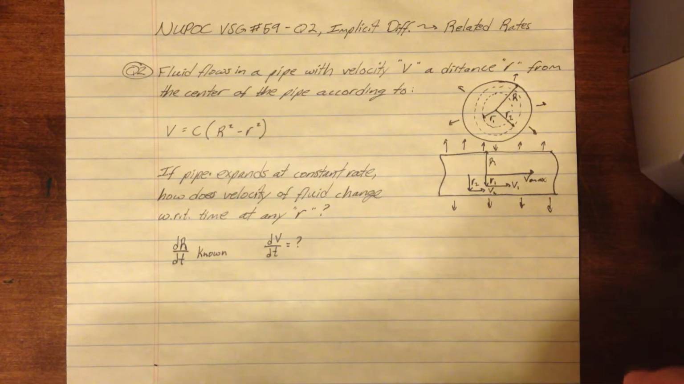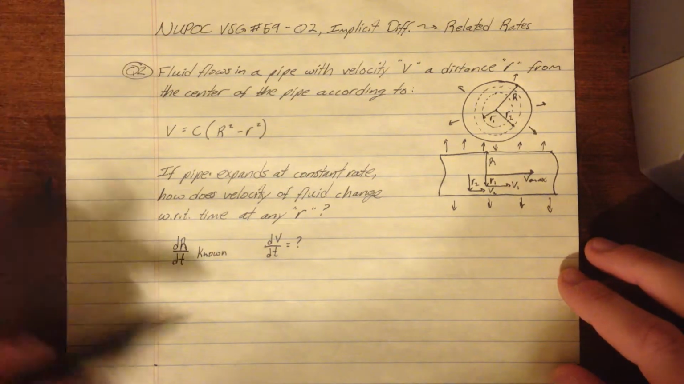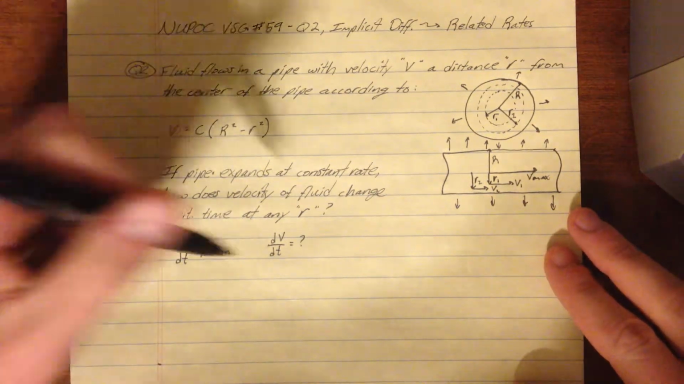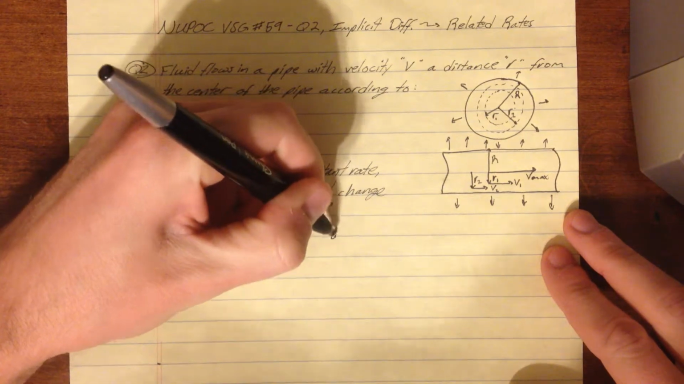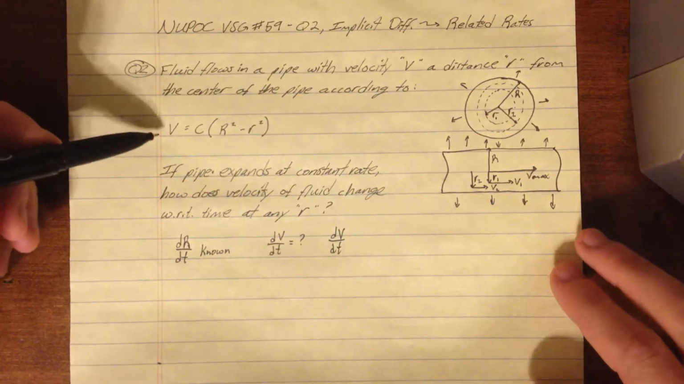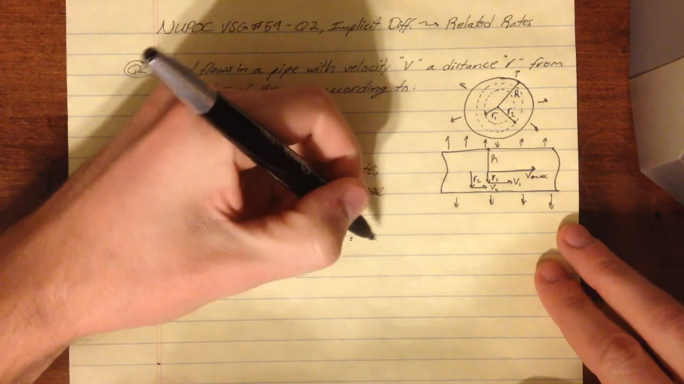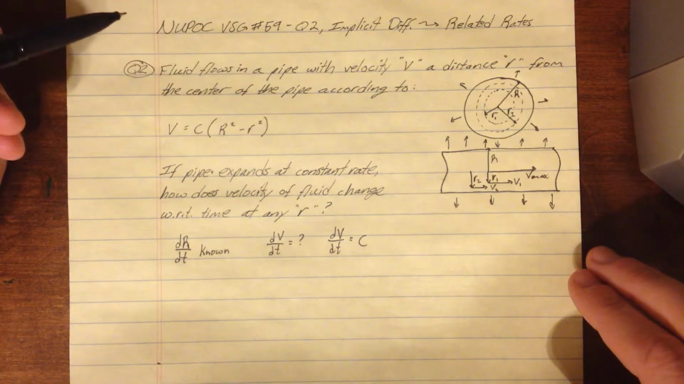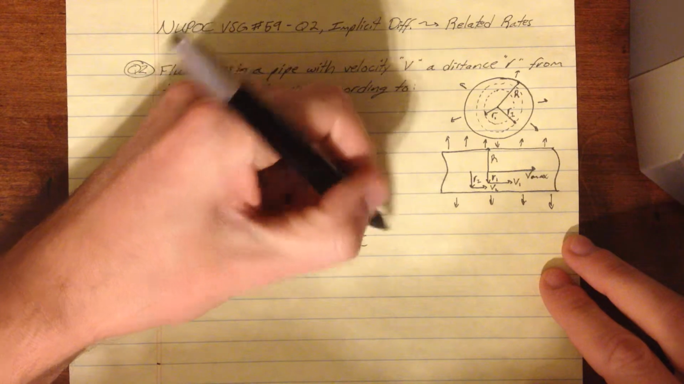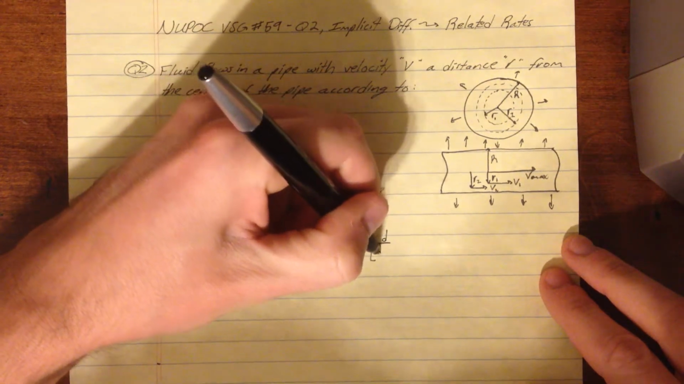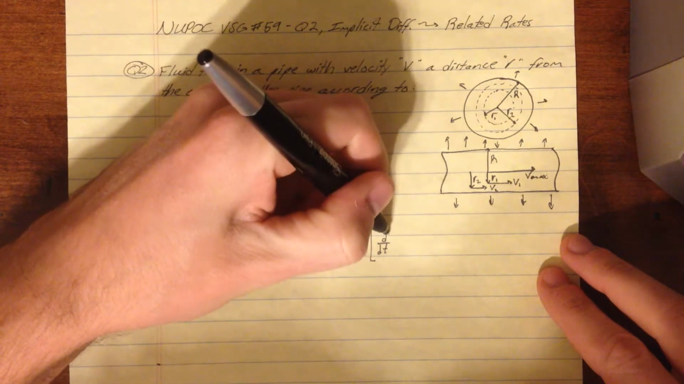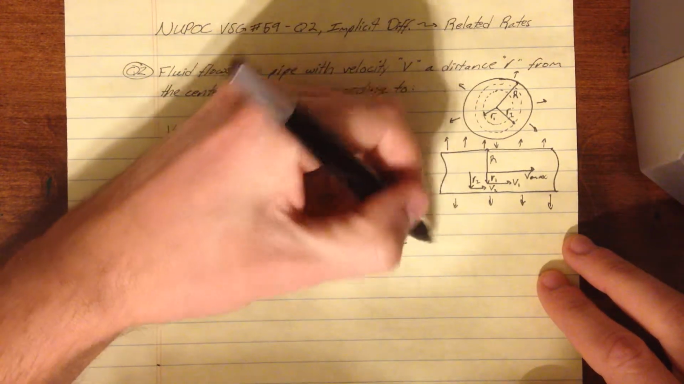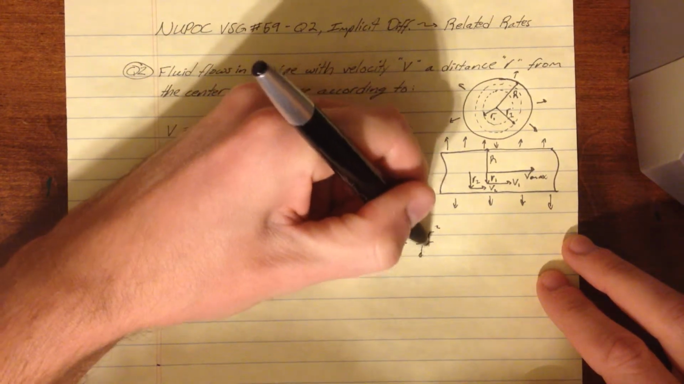Well, we know what v is here. We know it's this equation. So let's just apply the differential operator to both sides of this equation up here. So we would get dv/dt on the left side, equals, we'll just pull the c out because that's a constant, and we can apply the differential operator to each of these terms. So we would have d/dt of, I'll just write it up here, d big R squared/dt minus d little r squared/dt.